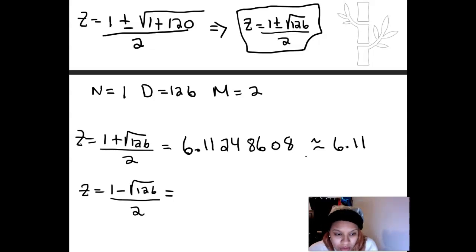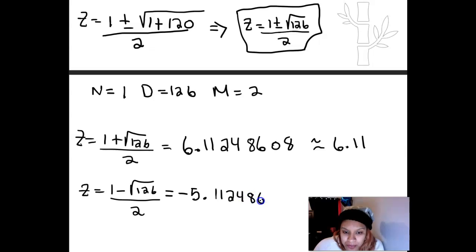Then we're going to do the bottom one, so 1 minus the square root of 126 divided by 2. That gives you the decimal negative 5.11248608. All right, just like that. And rounded, negative 5.11. So in this example, we use the quadratic formula to find the two values of z.